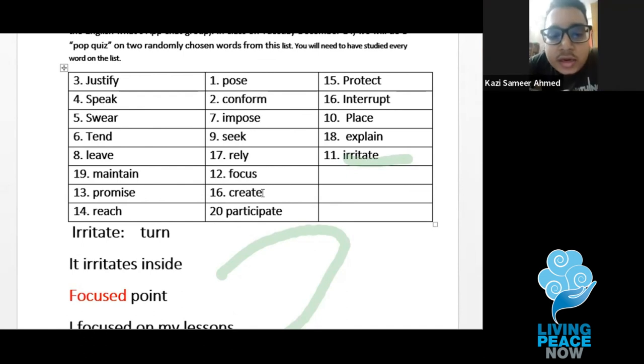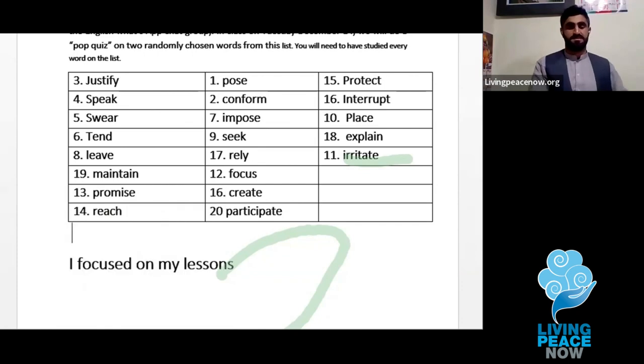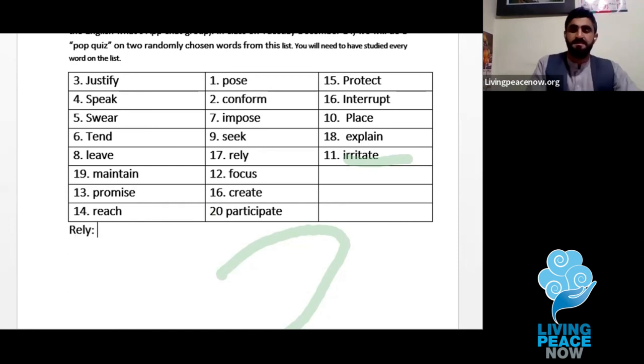Kazi, can you tell me the meaning of rely? The number 17 word, rely. Rely is a good word. R-E-L-Y. Just rely. In Pashto, in my language, this means like what? Number 17.